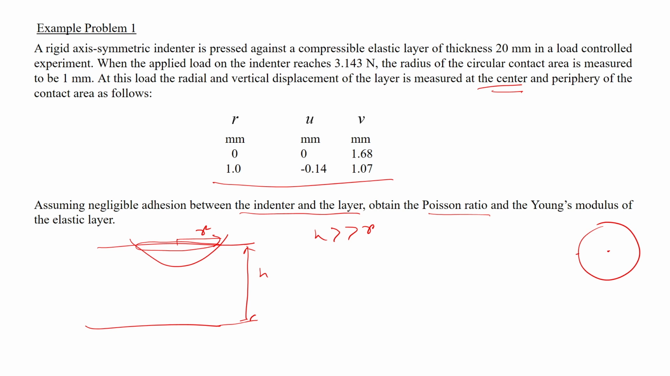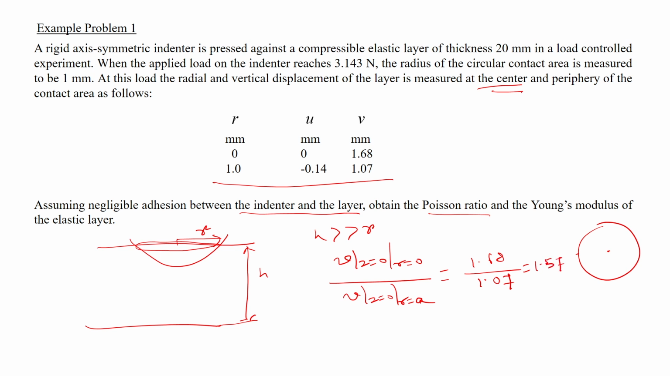Let us say that V at z equal to 0 and r equal to 0 is given, and V at z equal to 0 and r equal to 1 millimeter, which is actually the periphery, is also given. Let us see what value we get. It is 1.68 divided by 1.07. If you see this ratio, we can use the calculator. It comes out to be about 1.57.